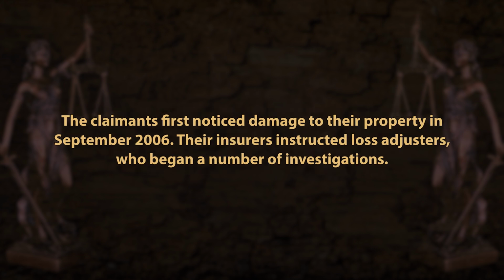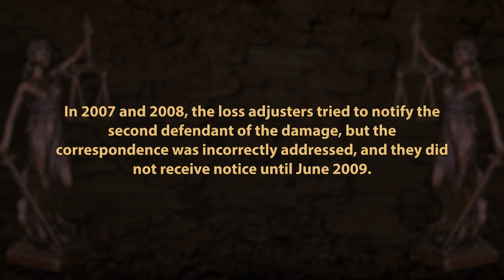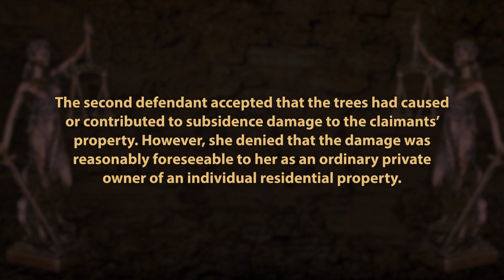The claimants first noticed damage to their property in September 2006. Their insurers instructed loss adjusters, who began a number of investigations. In 2007 and 2008, the loss adjusters tried to notify the second defendant of the damage, but the correspondence was incorrectly addressed, and they did not receive a notice until June 2009. The second defendant accepted that the trees had caused or contributed to subsidence damage to the claimant's property.